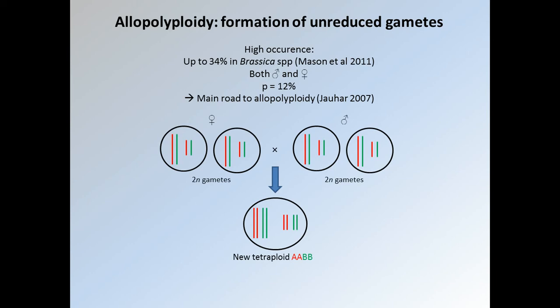Just a summary. If you have, of course, two unreduced gametes of this AB hybrid from the weed, then you get this tetraploid when these gametes fuse together. And this was the durum wheat then.